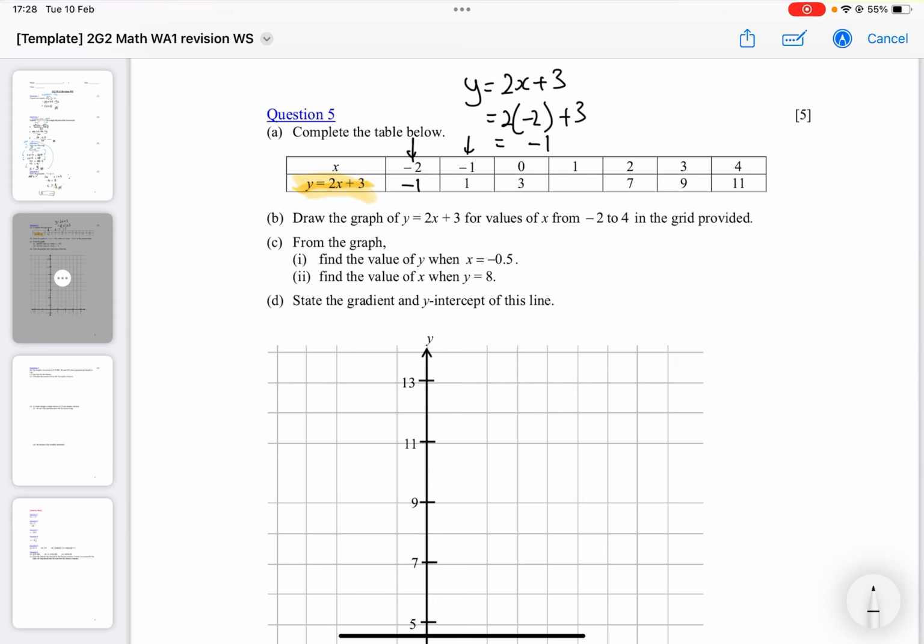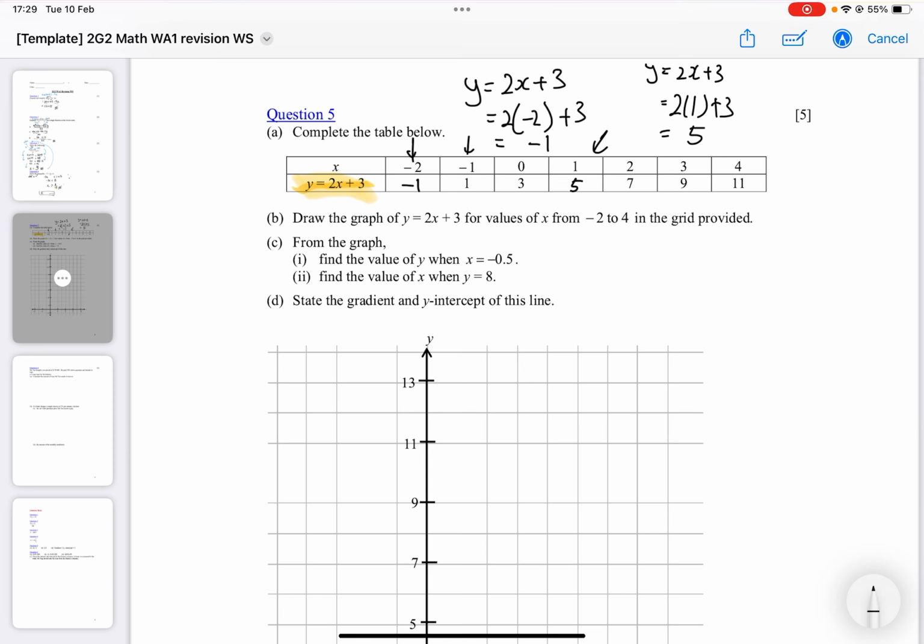Then for the next one, when x is equal to 1, x and y are related by the equation. So when x is equal to 1, I substitute x with a bracket, put the 1 inside, then y is equal to 2 plus 3 equals 5. Then I put it in like that. Then you fill in these two values, you get your marks already.